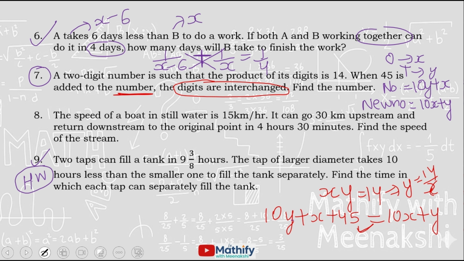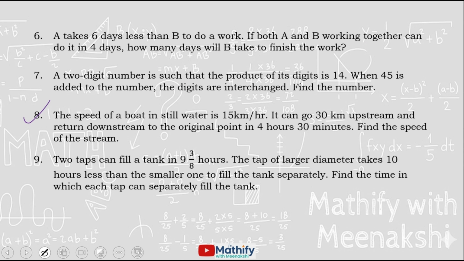Let's move to the eighth question, that is the upstream downstream question. In this question you have to always write four lines first. That is, speed of boat is 15 km per hour. I'm not writing the full statements. Boat speed is 15 km per hour and the speed of stream is what you have to find, so you can say x kilometer per hour. Now you have to find the speed of upstream and downstream. In these questions you have to always find the speed of upstream and downstream.